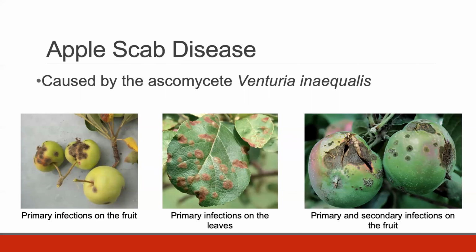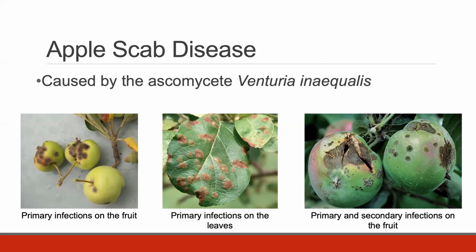Apple scab, which is the most common and recognizable apple disease worldwide, is caused by the Ascomycete Venturia inaequalis. The disease has a primary and secondary stage, which I will go into more detail on when we discuss the disease cycle. In poorly managed orchards, symptoms from primary infections can first appear on newly forming apples and prevent the apples from fully developing or cause misshapen fruit, as seen here in the first image.